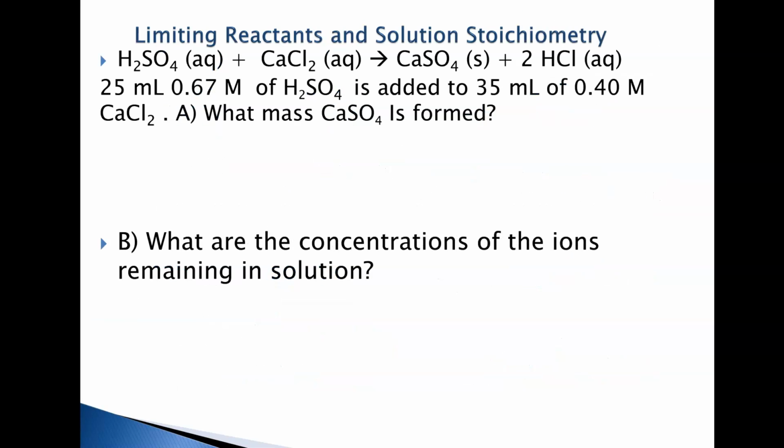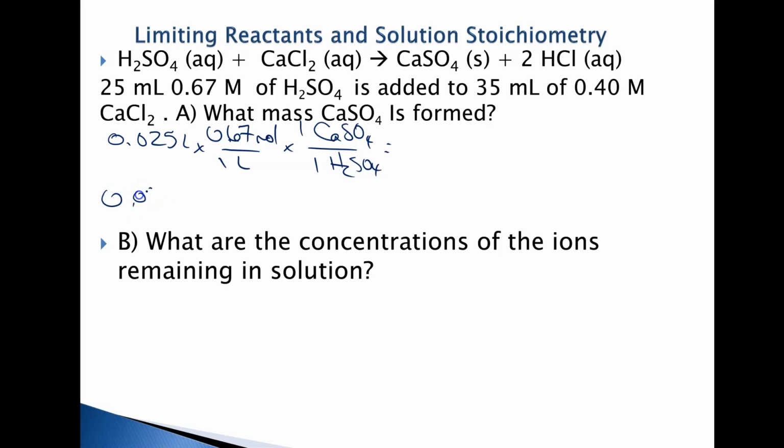So for this one, I'm going to do the stoichiometry to find the limiting reactant. 0.025 liters, 1 liter, 0.67 moles, 1 H2SO4, 1 CaSO4. And I'm going to stop at the moles. 0.035 liters, 1 liter, 0.40 moles, and it's 1 calcium chloride to 1 calcium sulfate. So if I stop right there and find the moles of CaSO4, I can find out which one's my limiting reactant.